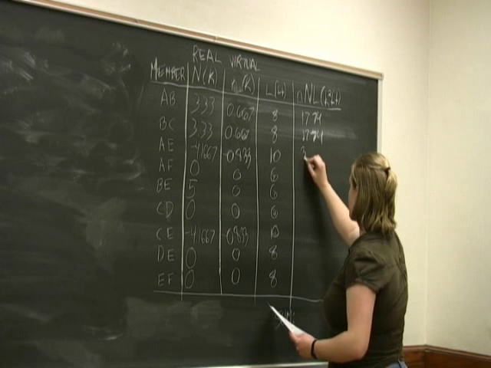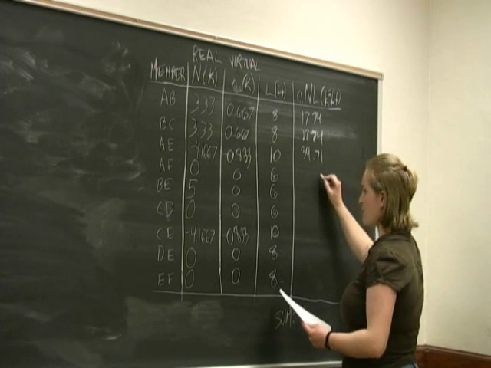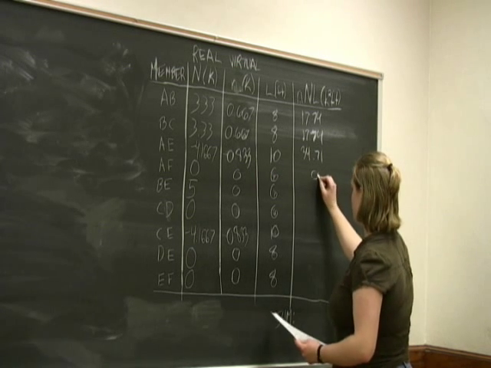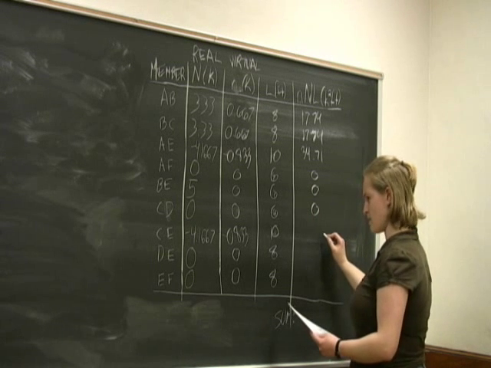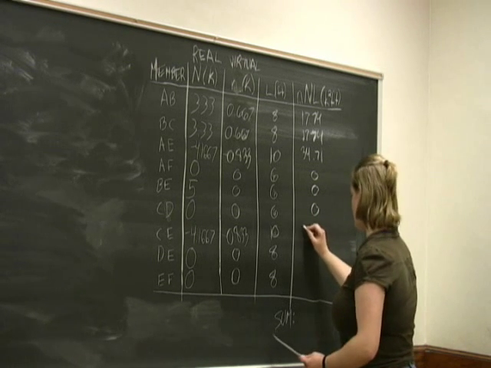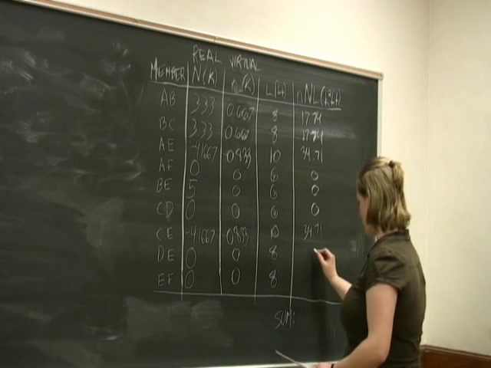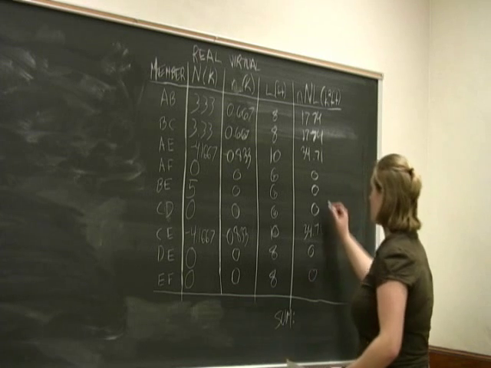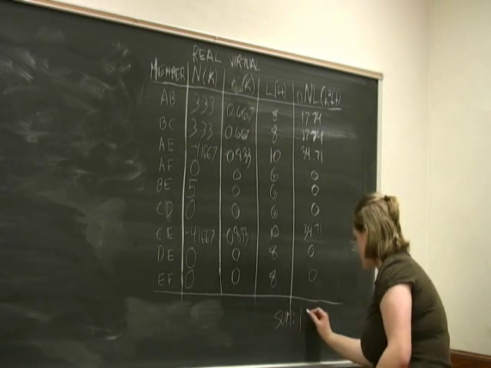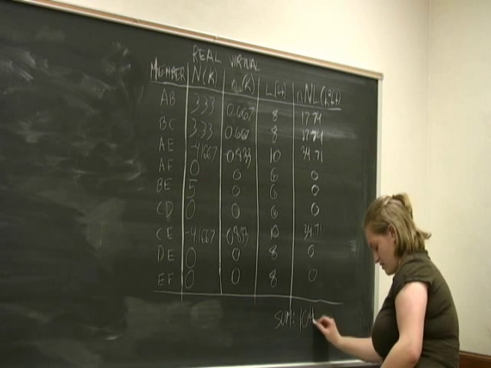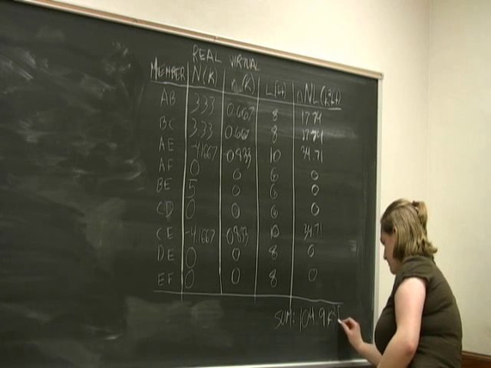AE is 34.71. And since these are 0, they just turn out to be 0 in this column. CE is also 34.71. And the rest are 0. Summing down for the total equation, adding these together will get 104.9 kip squared feet.